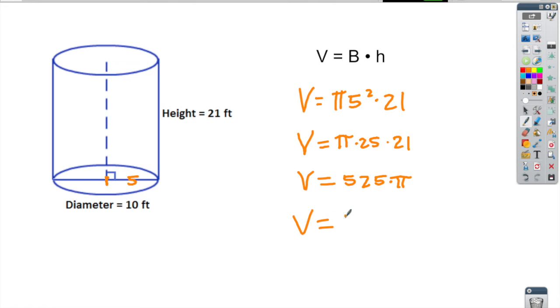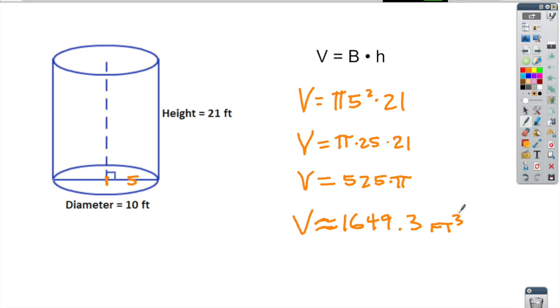And once again, I did get a decimal here, 1649.336. So I'm just going to round it off to 0.3. And that's rounded, so I'm going to use my approximation symbol. And that was in cubic feet.